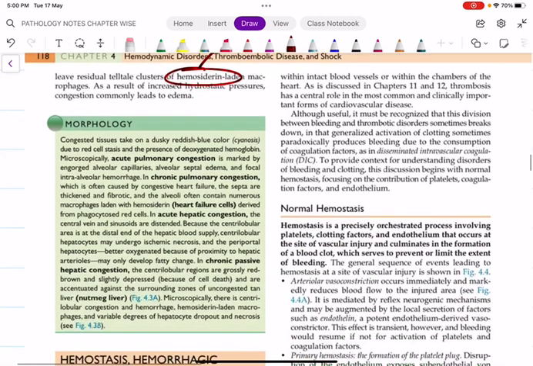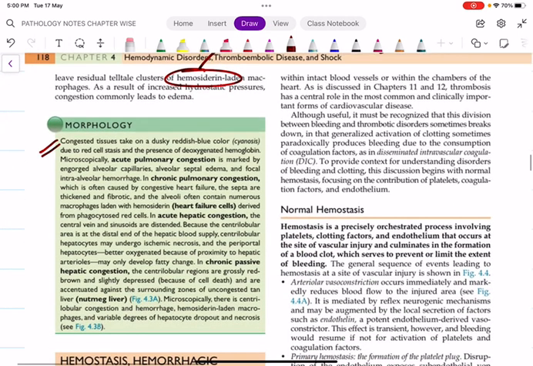Now let us see the morphology. In congested tissue, I have already told that it is a dusky reddish blue color, cyanosis, because of the presence of deoxygenated hemoglobin. We have chronic pulmonary congestion and chronic hepatic congestion. Both these are spotters for your university exam. In your practical session, I will deal with this in a bit more detail.